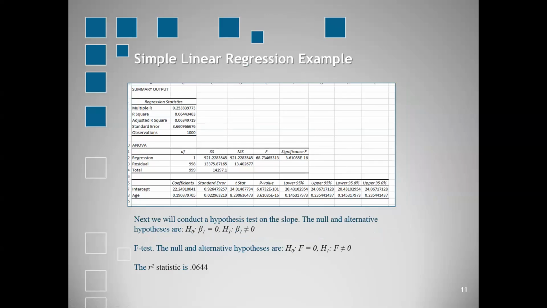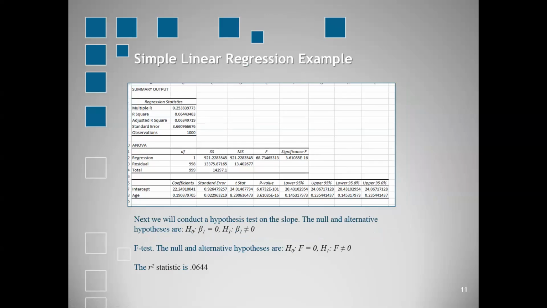The other hypothesis test we discussed was testing the overall model fit by using an F-test. Again, this is the same thing we did with the ANOVA, so the null hypothesis is F is equal to 0, and the alternative hypothesis is F is not equal to 0. In the ANOVA table, in the second table, we find an F value of 68.73 and a p-value of 3.61 times 10 to the negative 16. Notice that this is the exact same p-value we obtained when we tested the slope. That is because, as I said earlier, when you only have one predictor, the hypothesis test for the slope and the hypothesis test for model fit are the exact same thing.